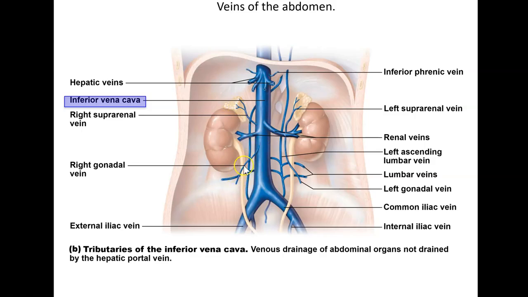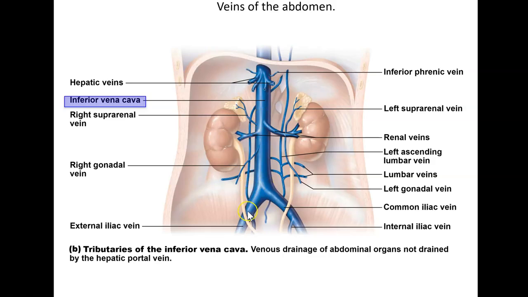So notice how this right gonadal vein is draining directly into the inferior vena cava, but on the left side, this gonadal vein is draining into the left renal vein, which then will drain into the inferior vena cava. So a little bit of a difference there.